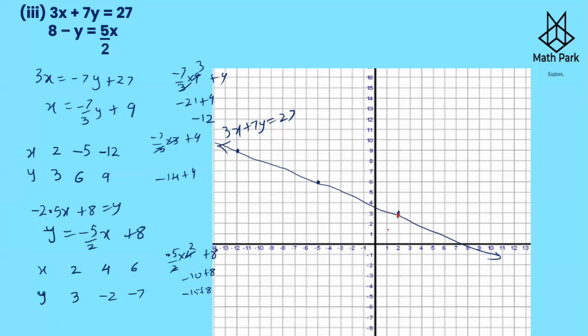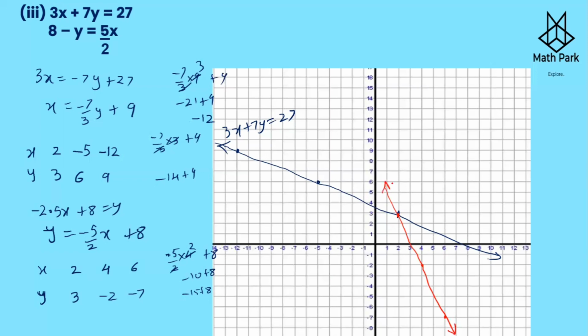2, 3. Next is 4, minus 2. X is 4 and y is minus 2. And we have x is 6 and y is minus 7. These are the points. Let us join them. And this is our line.